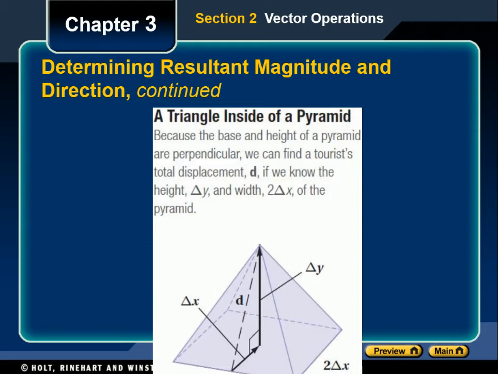As can be seen in Figure 2.3 on the screen now, the magnitude of the tourist's vertical displacement, delta y, is the height of the pyramid. The magnitude of the horizontal displacement, delta x, equals the distance from one edge of the pyramid to the middle, or half the pyramid's width. Notice that these 2 vectors are perpendicular and form a right triangle with a displacement d.